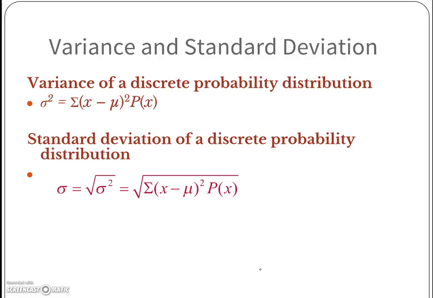So we can also find the variance and the standard deviation. So the variance, we write sigma squared, and it's the sum of, so we do x minus the mean for each of our x's, and then we square it, and then we're going to multiply it by the probability for that particular x. And the standard deviation, just like it was before, it's the square root of the variance.